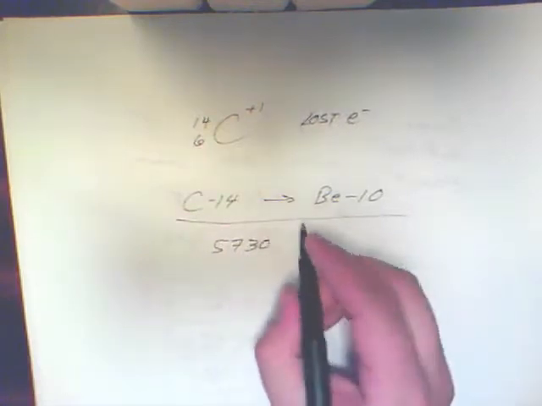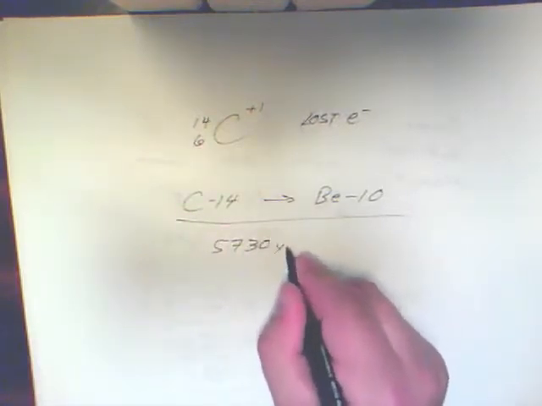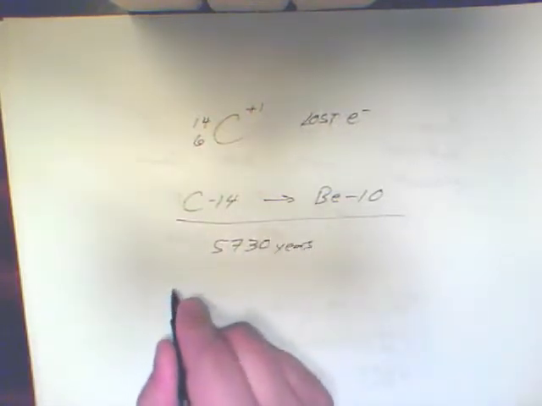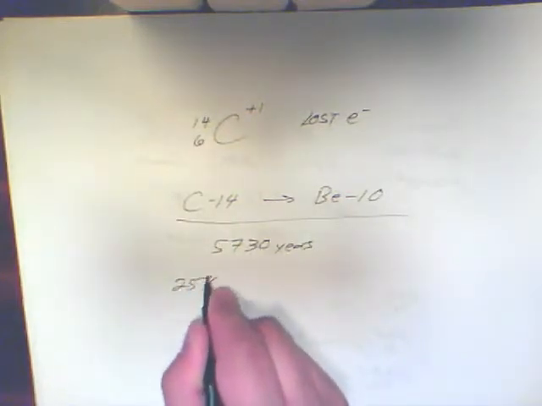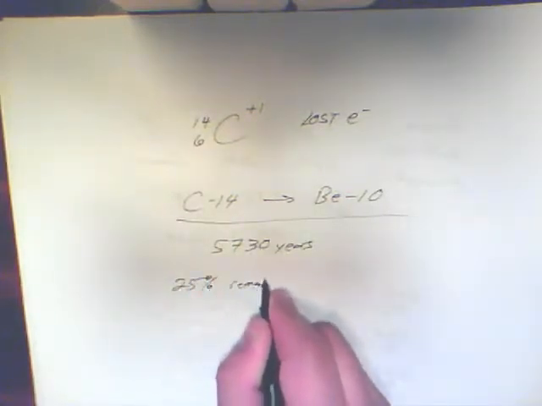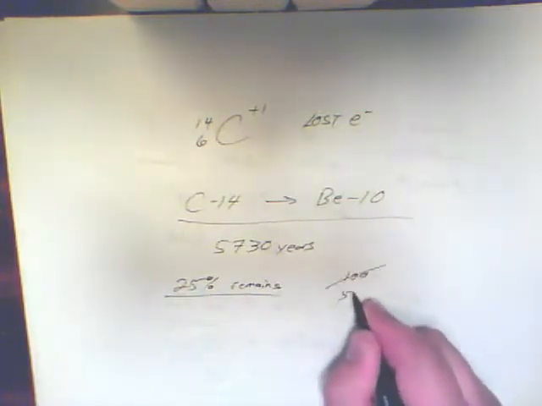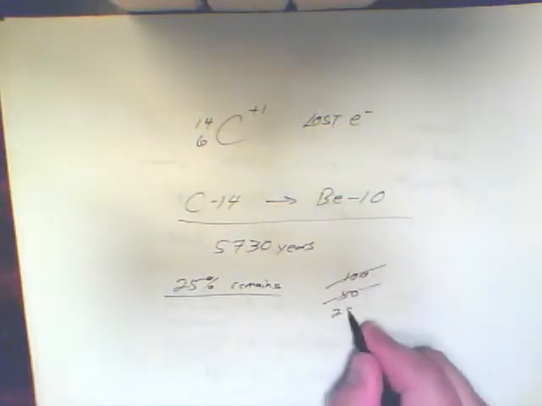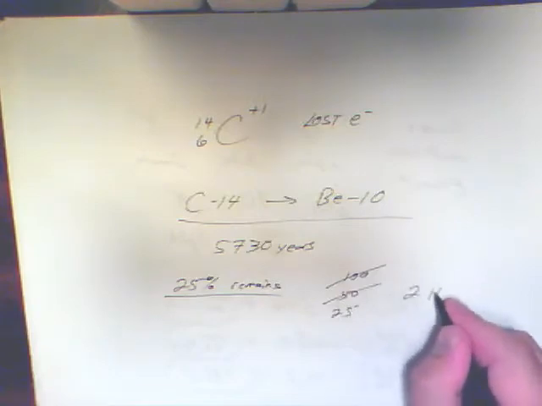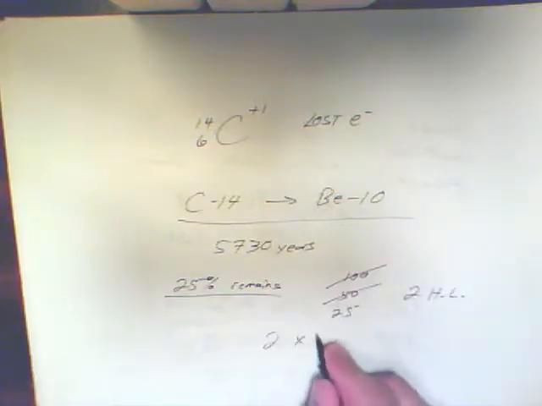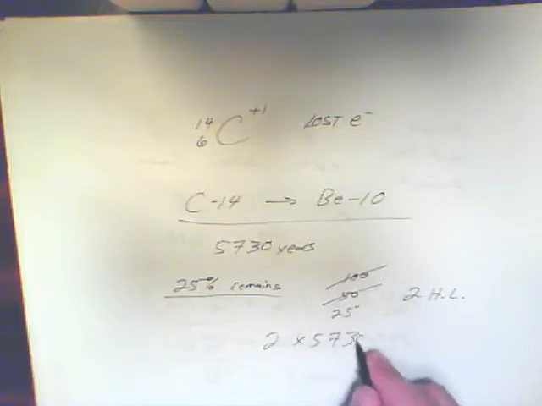The half-life of carbon-14 is 5,730 years. So if we look at a sample and only 25% of our carbon-14 remains of what we originally had, that means if we start with 100, we cut down to a half. At 50, we cut down to a half again. To 25, 2 half-lives have passed by. The bone is 2 times 5,730 years old.